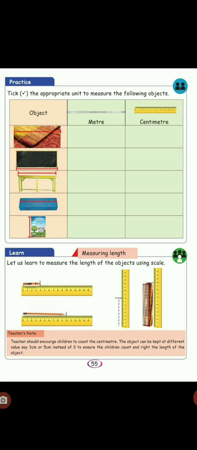Next, comb. See, we have placed the comb at the 0 place, right? And count how many centimeters the object covers. How many centimeters does it cover? Yes, 12 centimeters. The length of the comb is 12 centimeters.